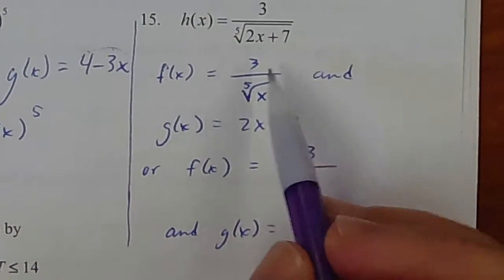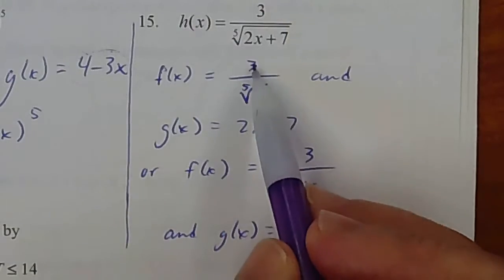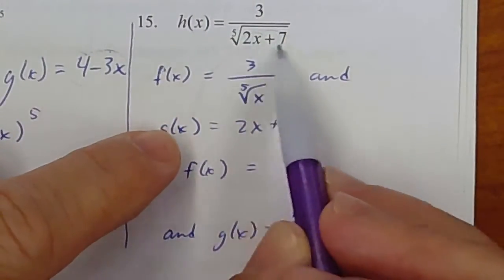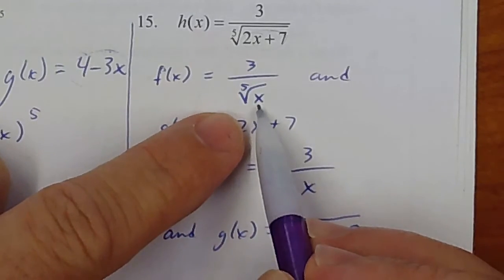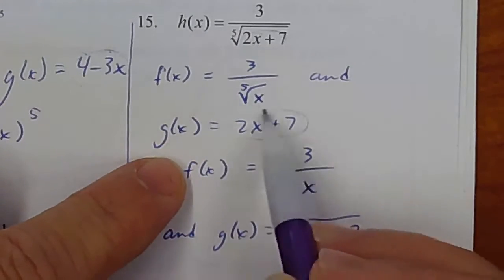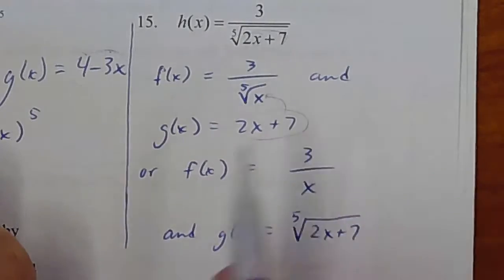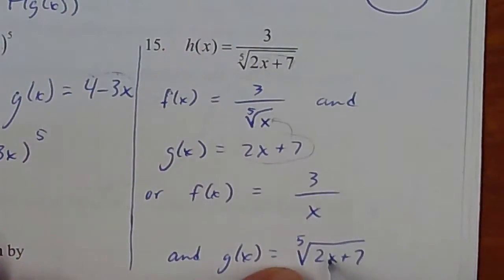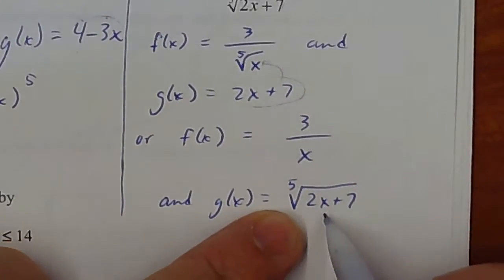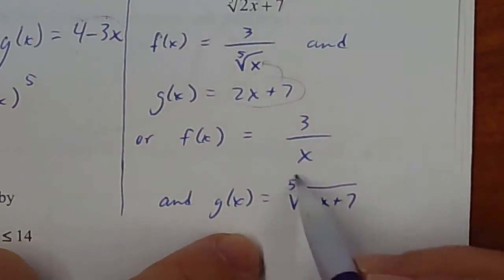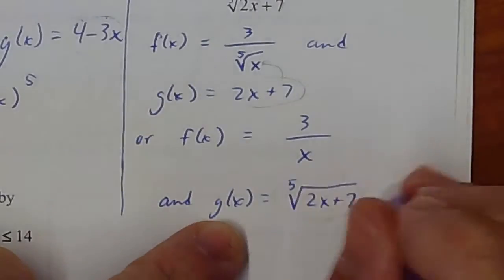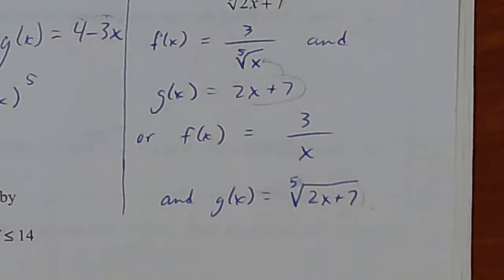All right, two common responses we see here. Some students would put 3 over the fifth root and then just put x. And now what do we need to plug in there? G of x would be 2x plus 7 right in there, okay? Or here's another response. Some might just leave the fifth root to the other function. So you could do 3 over x, and now when I plug this entire thing in there, that's what I get. So those are your options.